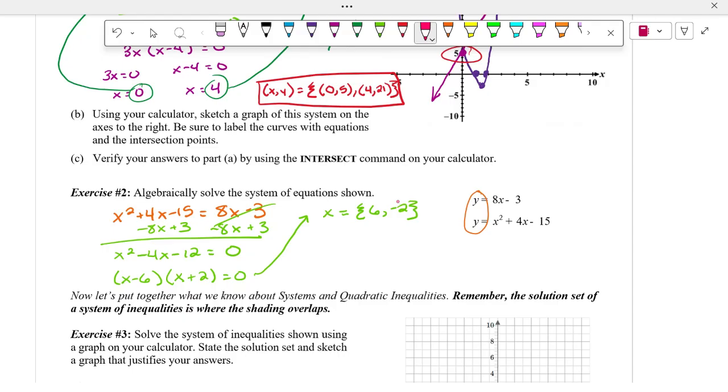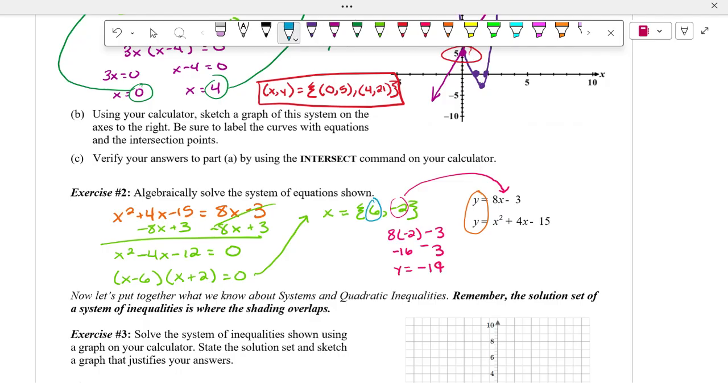All right. So I'm going to plug in negative 2 first. That is 8 times negative 2 plus 3, so that's negative 16 plus 3. So y is negative 13. Oh my gosh. Yeah, negative 13.